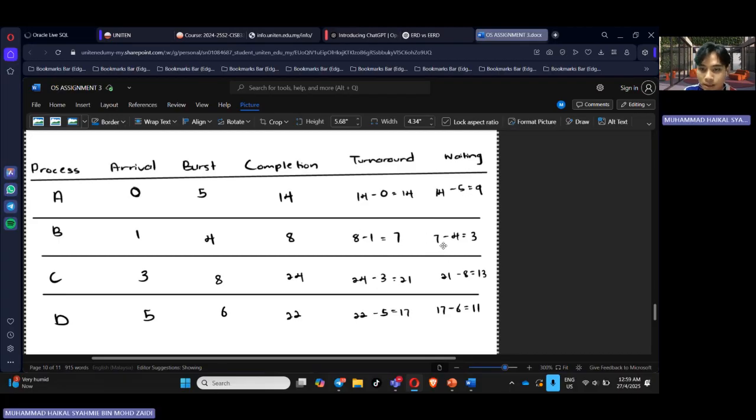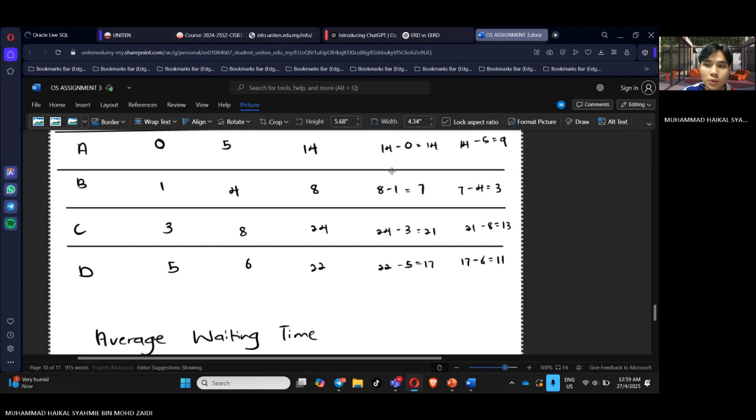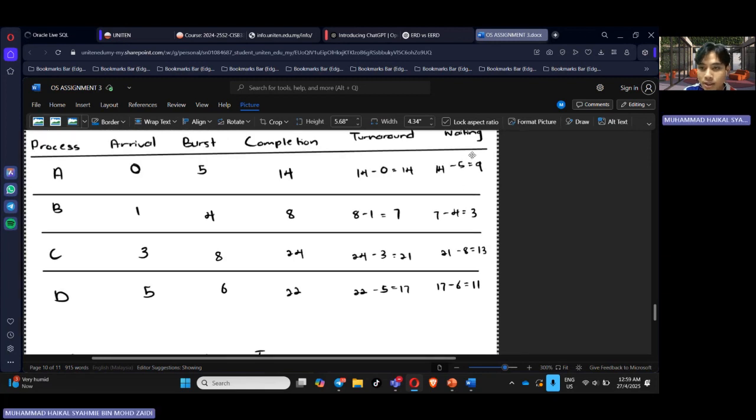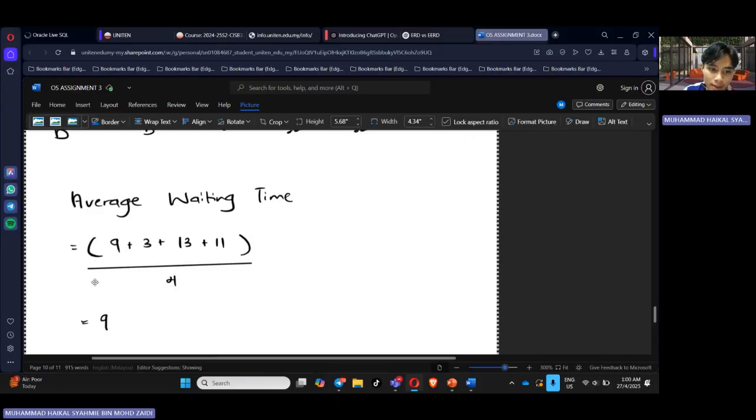So same as before, for process B, turnaround minus burst. So 7 minus 4, we get 3. 21 minus 8, we get 13. And 17 minus 6, we get 11. So this is the waiting time. So we're going to find the average waiting time. So we sum all of these from A to D. So 9 plus 3 plus 13 plus 11, and divide by 4. So we get the average waiting time.